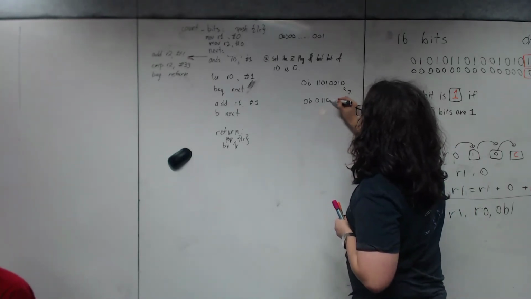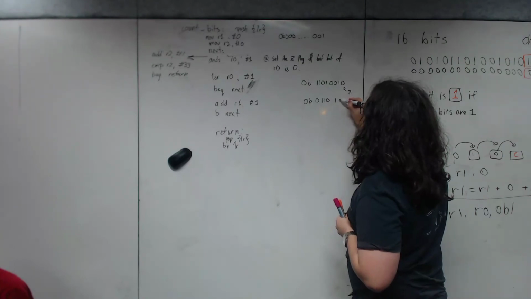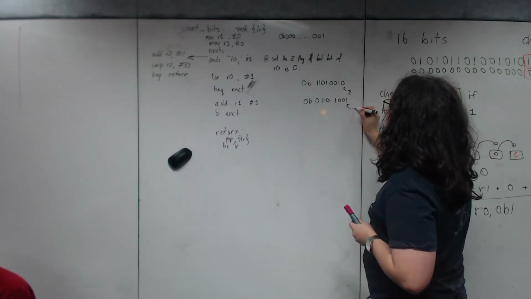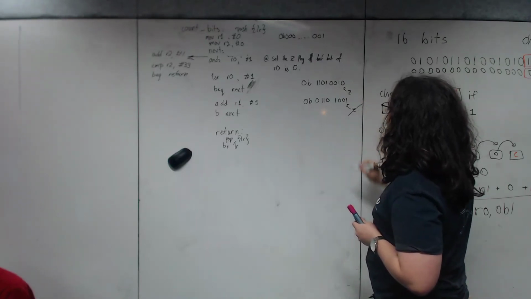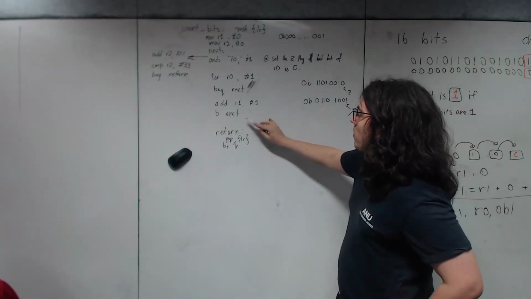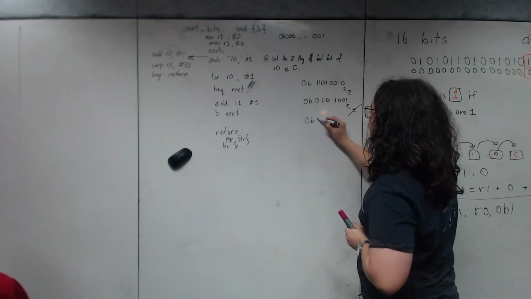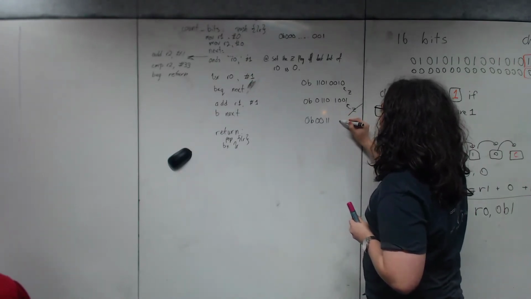1, 1, 0, 1, 0, 0, 1. Then the 0 flag will not be set, right? And then it will add 1 to R1 and we'll go back to next. And then it will shift the whole thing right again. It'll go 0b 0, 0, 1, 1, 1, 1.